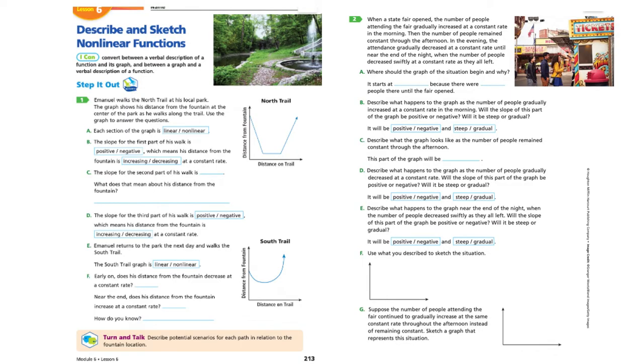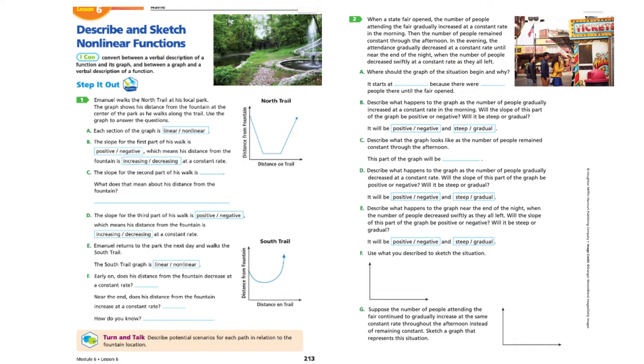So now let's look at number 2. When a state fair opened, the number of people attending the fair gradually increased at a constant rate. Remember that. In the morning, then the number of people remained constant through the afternoon. Then in the evening, the attendance gradually decreased at a constant rate until near the end of the night, when the number of people decreased swiftly at a constant rate as they all left.